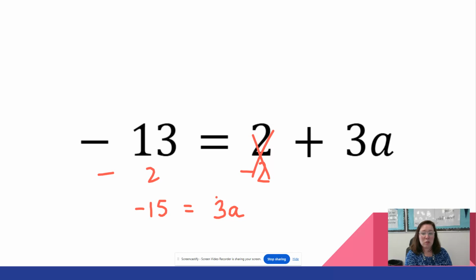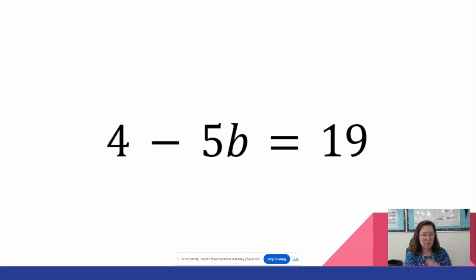Well, what's the opposite of multiplying by 3? Dividing by 3. Negative 15 divided by 3 is negative 5. 3 divided by 3 is 1. 1 times a is just a, so negative 5 equals a. We have a bunch of these big practice questions. Feel free to pause, feel free to rewind as needed to help you learn.